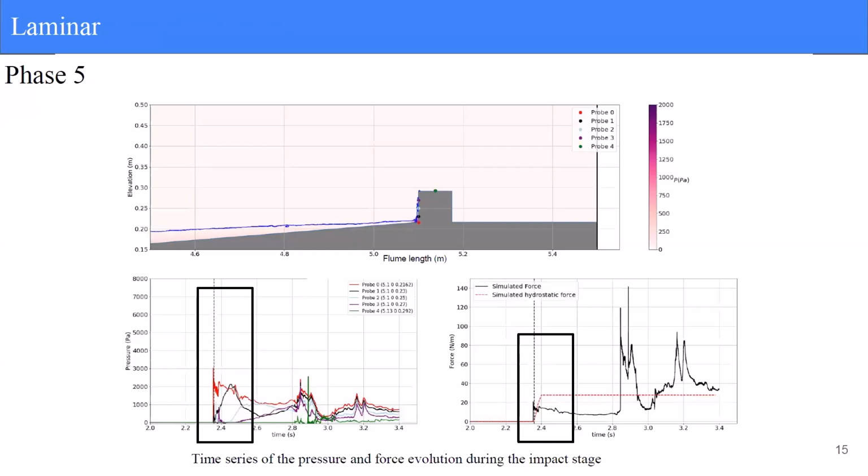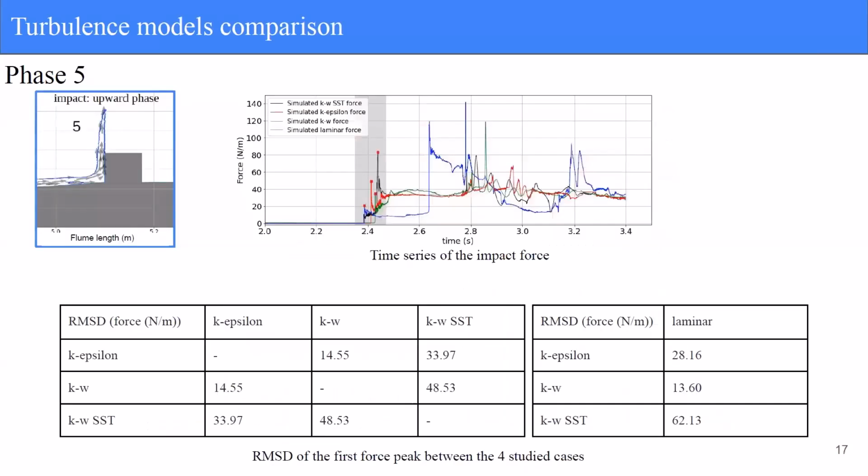And there is a very big difference between the first peak and the second peak, where the second peak is much, much higher than what was reported in the three previous cases. So now confronting all these force impact peaks, so these first peaks at the upward phase of impact, you can see that there is a very big difference between all of them.